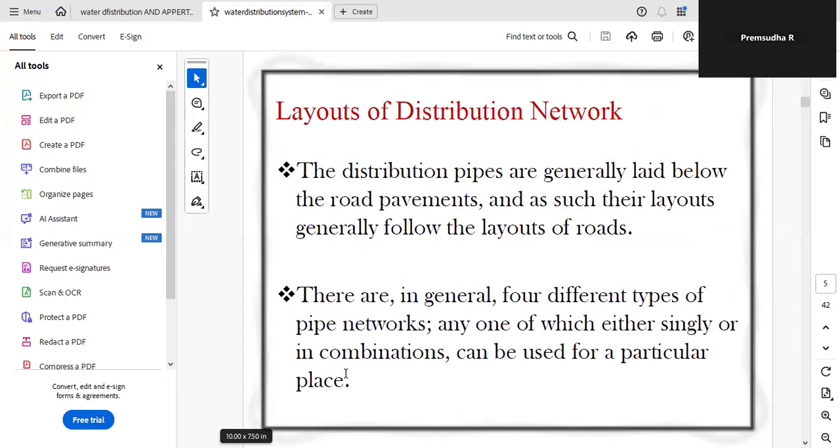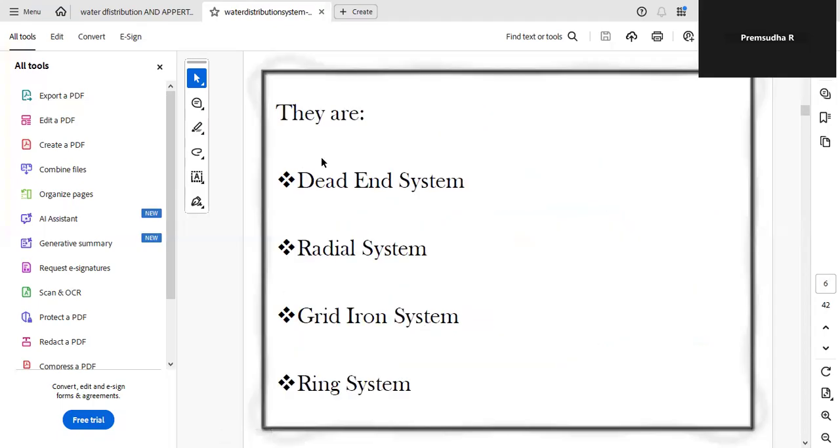Layouts of distribution network. The distribution pipes are generally laid below the road pavements, and as such their layouts generally follow the layouts of roads. So we will provide this pipeline below the roads. There are generally four different types of pipe network. Any one, either singly or in combination, can be used for a particular place. So these are the four types: dead end system or tree system, radial system, grid iron system, ring system.